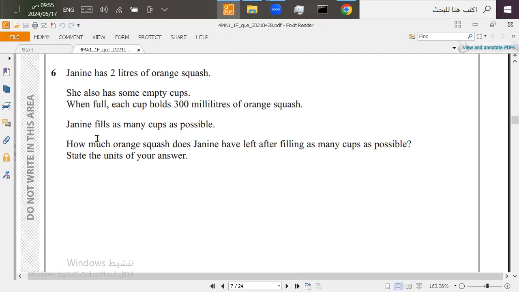The phrase as many cups as possible means a full cup. Focus on this. First, we have 2 liters of the juice itself. We can turn this into liters or turn this into milliliters. It's up to you. It will give you the same answer. Now, let me show you the steps of doing this question.